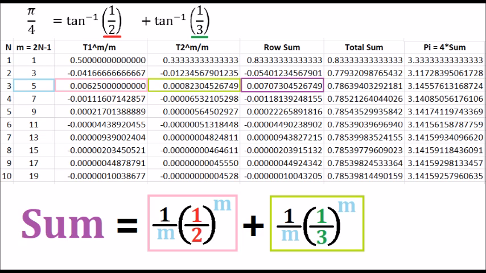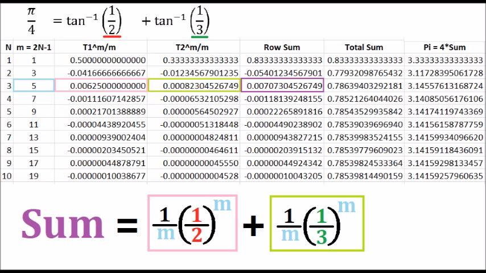This is a spreadsheet of the numbers, up to 10 terms in the series expansion. Hence there are 10 rows. M represents every odd number: 1, 3, 5, 7, etc. The third column is 1/2 raised to the power m and divided by m. Of course, every other term is negative. Same thing in the fourth column, except we use 1/3.